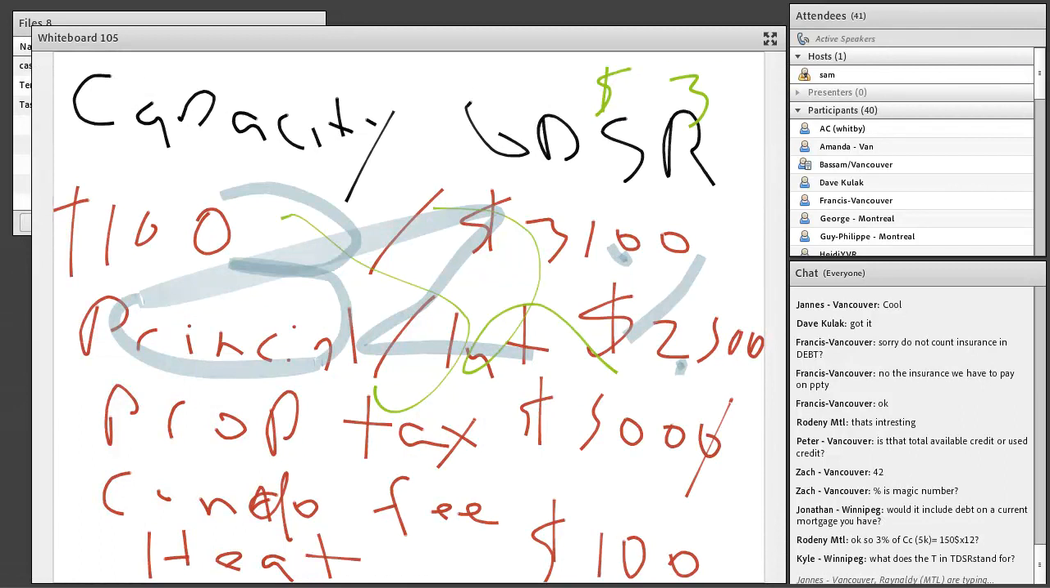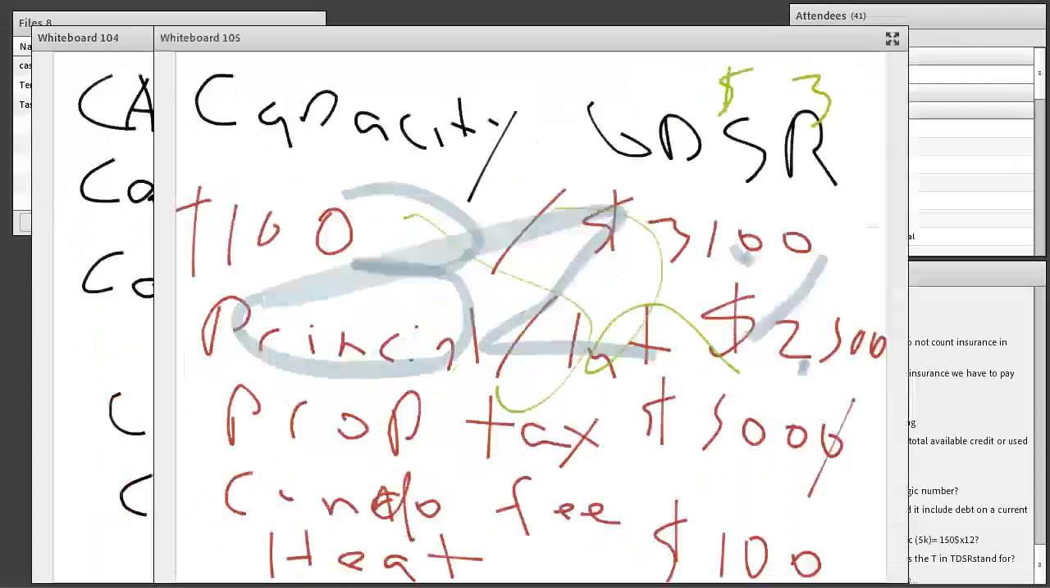GDSR. Okay, so we've got principal and interest at $2,500. Over here we're at 3,100. So 3,100 on this page, and then we had another 450. So you're at 3,550, right? So we take 3,550 and multiply that up by 12.